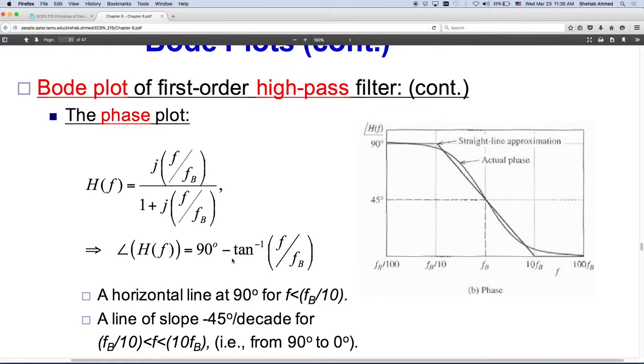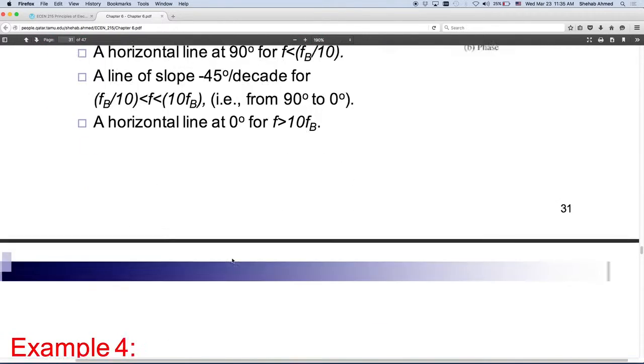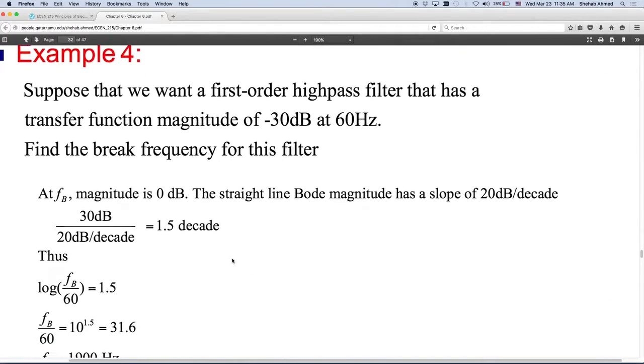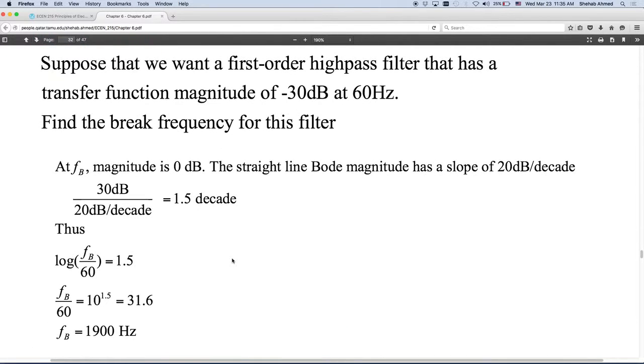So V input versus V output, the angle is being advanced for V output. In the low pass filter, the angle is being delayed of the output signal versus the input signal. Now some examples I think will help. So we have a first order high pass filter that has a transfer function magnitude of minus 30 dB at 60 Hz.